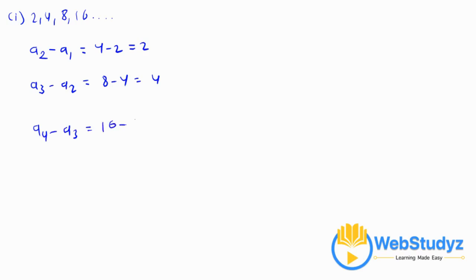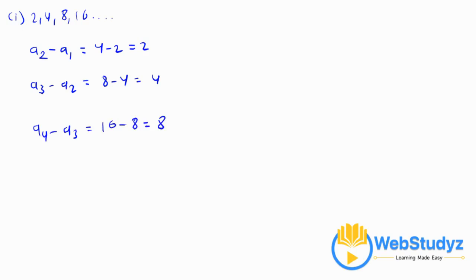So let's first calculate the common difference. The common difference will be A2 minus A1, which is equal to 4 minus 2, which is 2. Again checking A3 minus A2, which is equal to 8 minus 4, which is 4. And again A4 minus A3, which is 16 minus 8, which is 8.